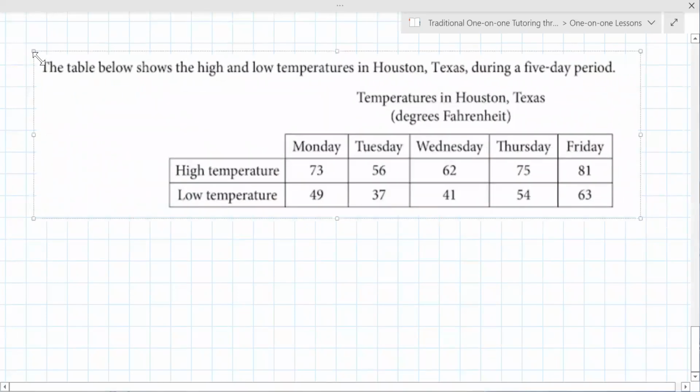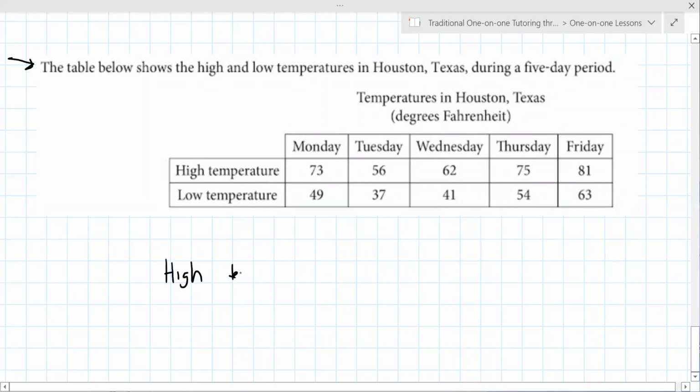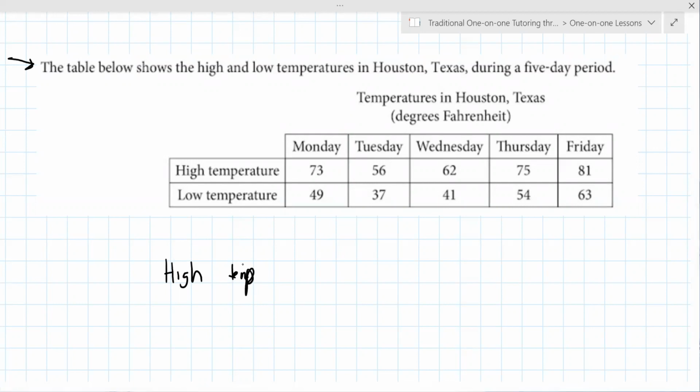Okay, can you read this starting at the top here, please? The table below shows the high and low temperatures in Houston, Texas during the 5-day period. Temperatures in Houston, Texas, degrees Fahrenheit. Okay, good. So I want you to find the average of the high temperatures.